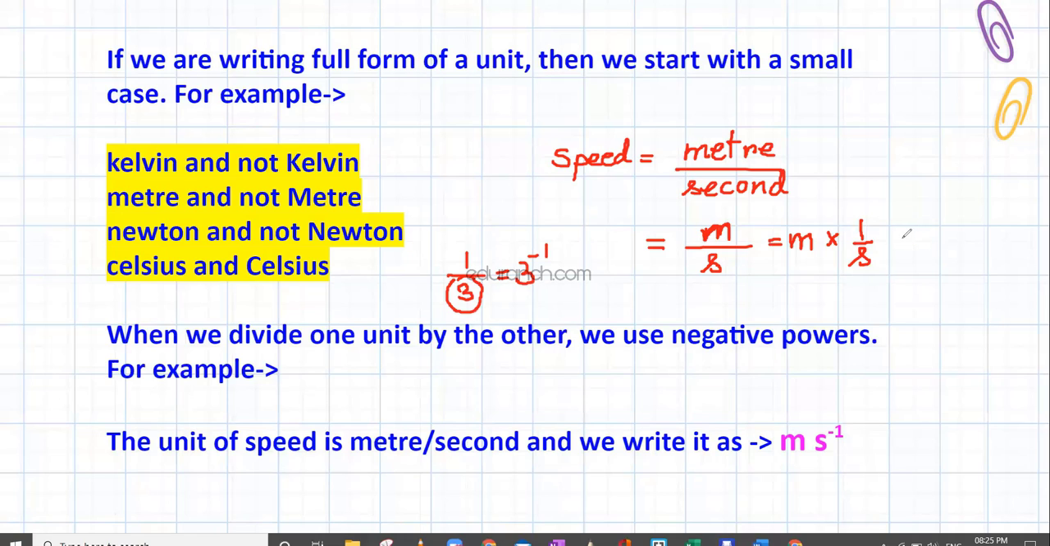So same thing applies here. When we take this as 1, this becomes power minus 1. So when s to the power minus 1 is there, that means it's nothing but m into 1 by s. So 1 by s is equals to s to the power minus 1. I hope it's clear.